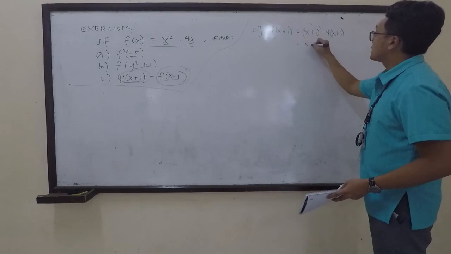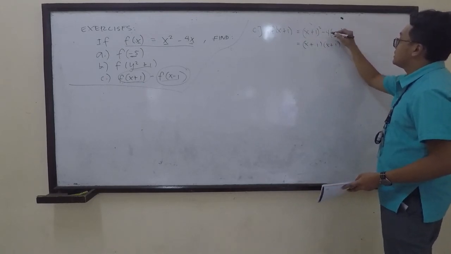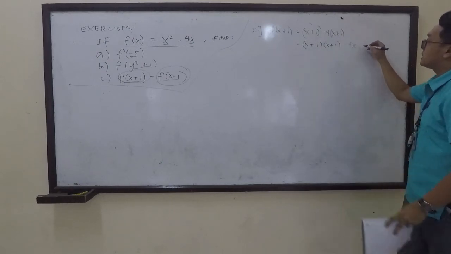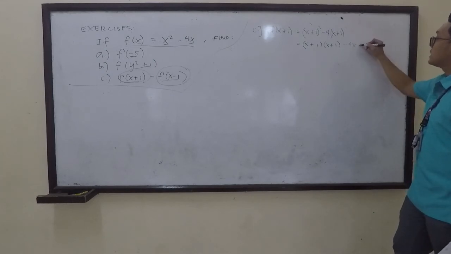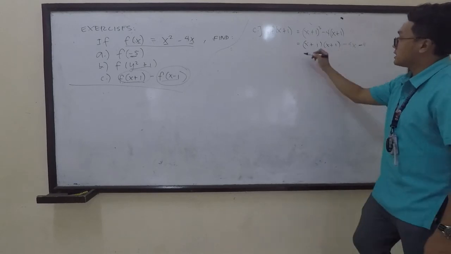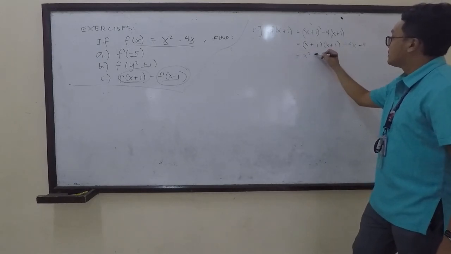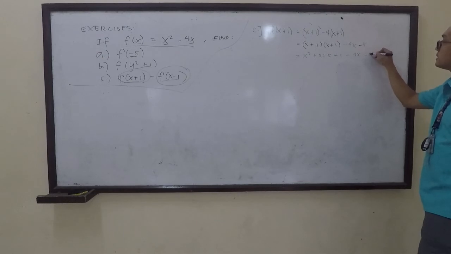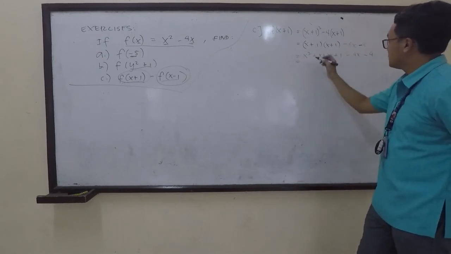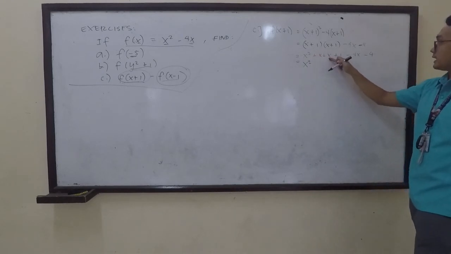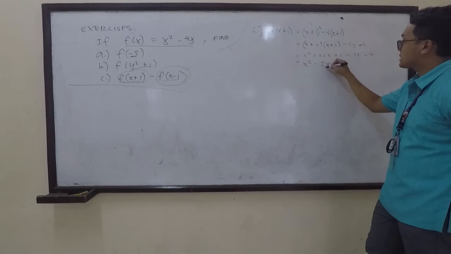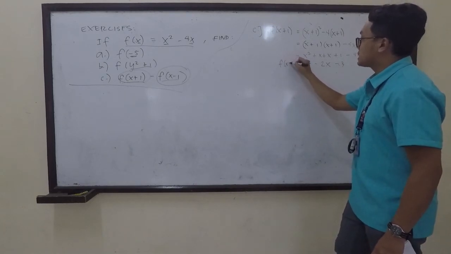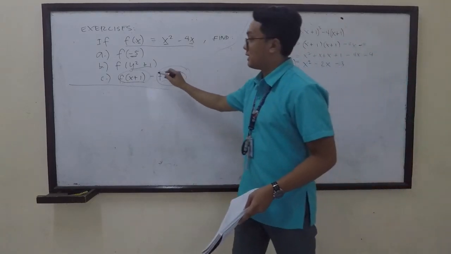This becomes x plus 1 times x plus 1 minus, we distribute negative 4. Negative 4 times x is negative 4x. Negative 4 times 1 is negative 4. So x squared plus x plus x plus 1 minus 4x minus 4. Then simplify. This is x squared, then x plus x minus 4x is negative 2x. Then 1 plus negative 4 is negative 3. So we now have the value of f of x plus 1.